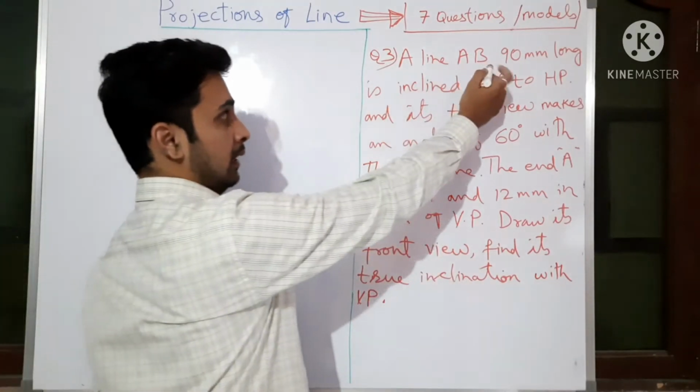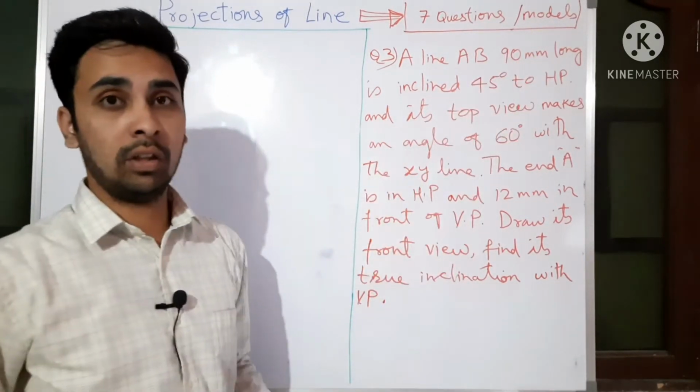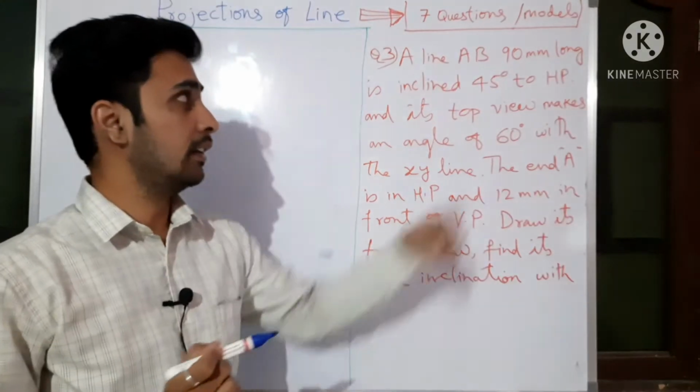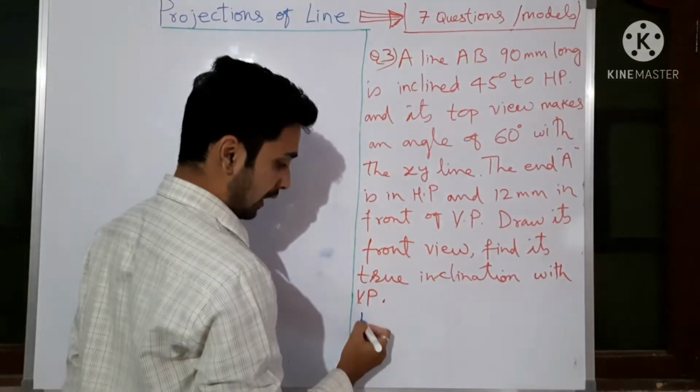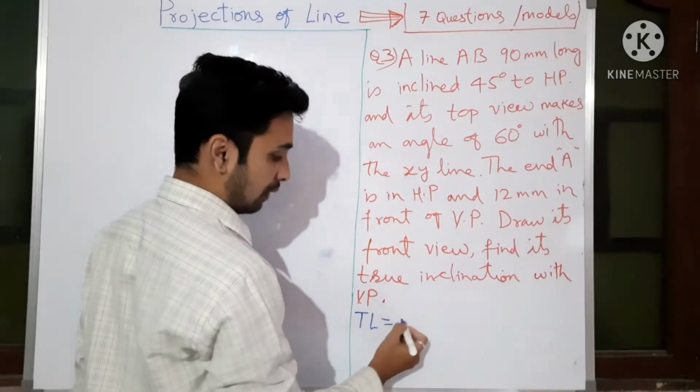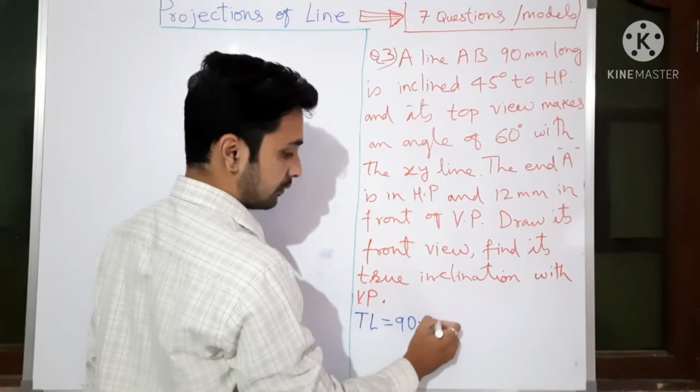A line AB 90 mm long. So the length of the line, the actual length of the line, is 90 mm. So let us write the given data. Actual length means true length is equal to how much? 90 mm.